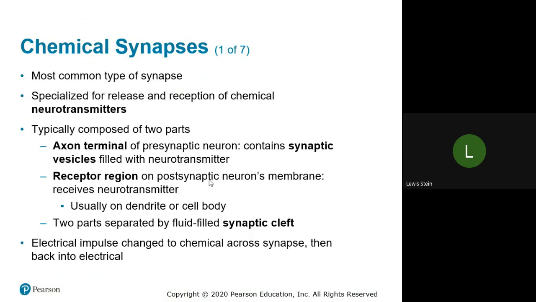Neurotransmitters. The axon terminal, the presynaptic neuron, synaptic vesicles, neurotransmitter, which are going to trigger the receptor region on the postsynaptic membrane. Typically a dendrite, sometimes a cell body. Yes, it's a finite space. Yes, it's a fluid-filled cleft.